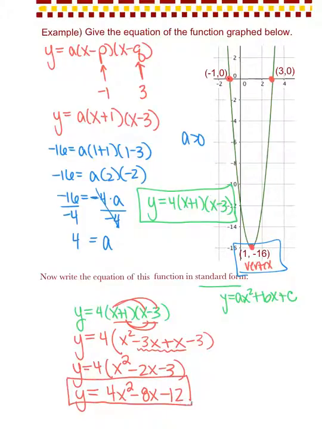So if you were to graph this parabola here, you would end up with this exact same parabola. Y equals 4 times x plus 1 times x minus 3 is the same thing as y equals 4 times x squared minus 8x minus 12. And I could also rewrite this in the vertex form if I wanted as well.